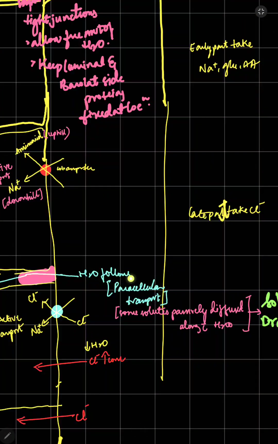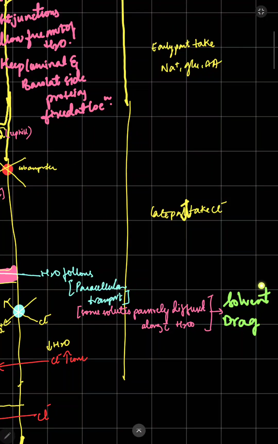And when water flows paracellularly, few solutes are also present in the water and they get dragged along with the water. So this is known as solvent drag. Few solutes are also absorbed as a result of solvent drag. And early part of DCT takes sodium, glucose and amino acids, whereas late part of DCT is responsible for taking chloride.